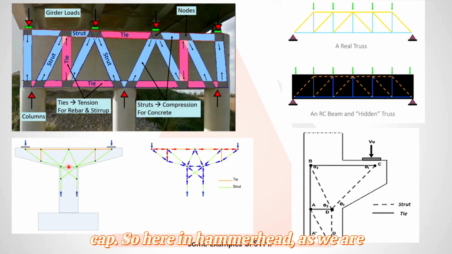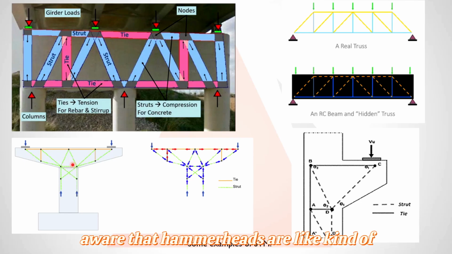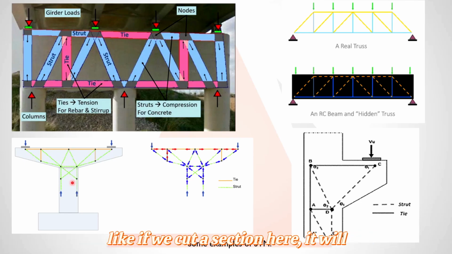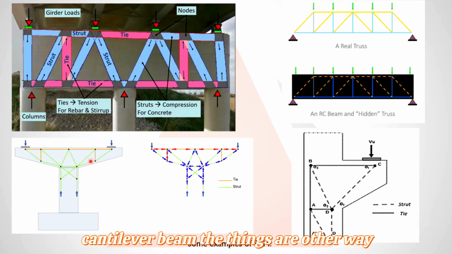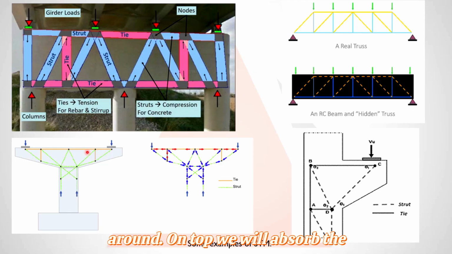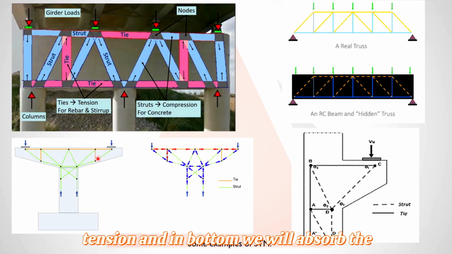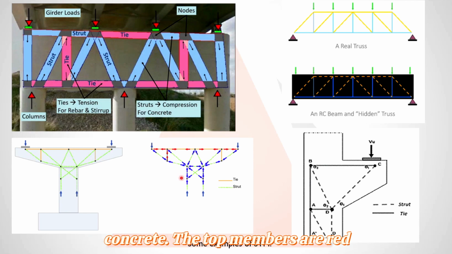Here in the hammerhead, as we are aware, if we cut a section here, it will behave as a cantilever beam. And in a cantilever beam, things are the other way around. On top we will observe tension, and at the bottom we will observe compression. As you can see, the green members here represent the struts, meaning compression, meaning the concrete. The top members, the red members, are ties, meaning tension, which represents the steel.